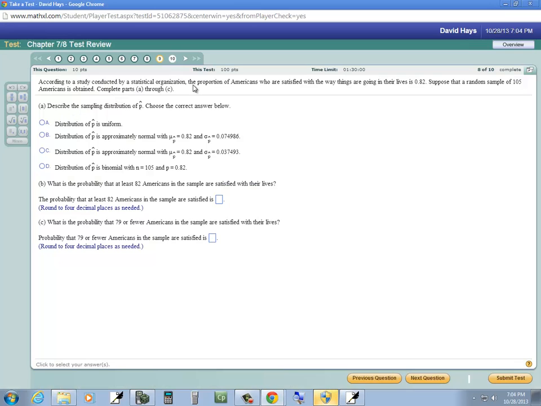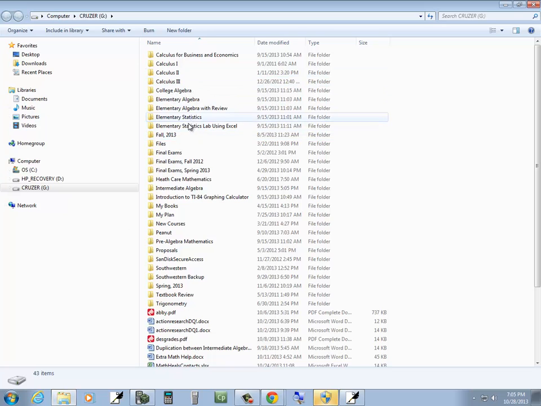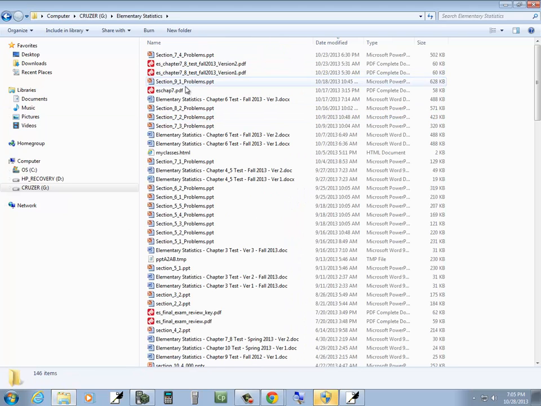According to a study conducted by a statistical organization, the proportion of Americans who are satisfied with the way things are going in their lives is 0.82. Suppose a simple random sample of 185 is obtained. Describe the sampling distribution of p hat. This looks like section 8.2, so let me bring up the PowerPoint for that. It's not as clear cut as the other ones.